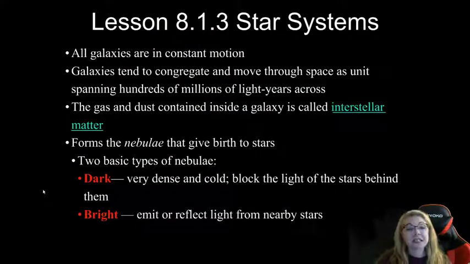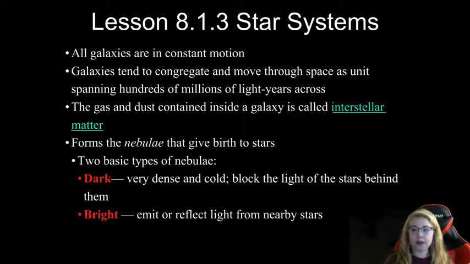All right, so we're continuing in our discussion of 8.1.3 on the different star systems, talking about galaxies as well. And so that's where we're going to pick up from the last video, and then at the end we will go over the answers to the critical thinking questions from the previous lesson on Wednesday.